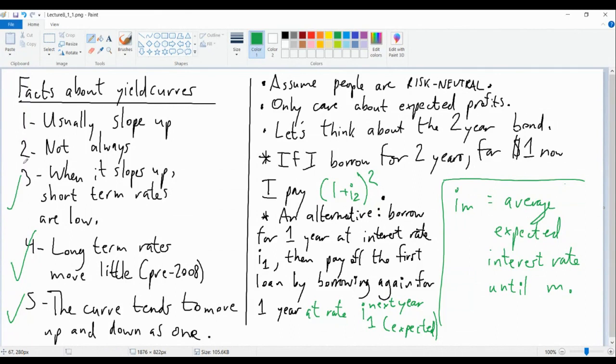How about 3? When the yield curve slopes up, short-term rates are low. I guess that makes sense. Or rather, when it slopes up steeply, maybe is what I should have written there. That makes sense because, again, if your interest rates are unusually low, what do we expect? We expect them to rise sooner or later. And if they're rising, then of course that means that the expected interest rates in the future are larger and larger numbers. So that makes you have a steep yield curve.